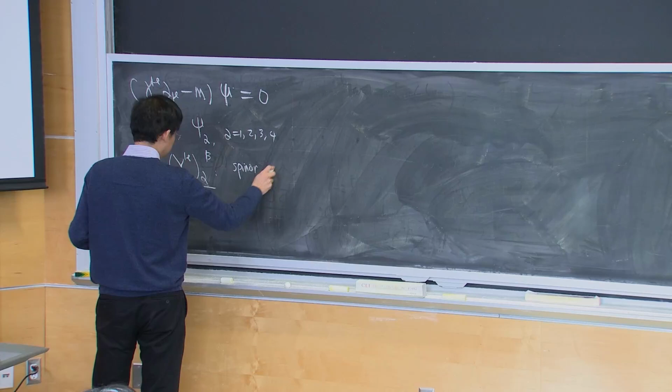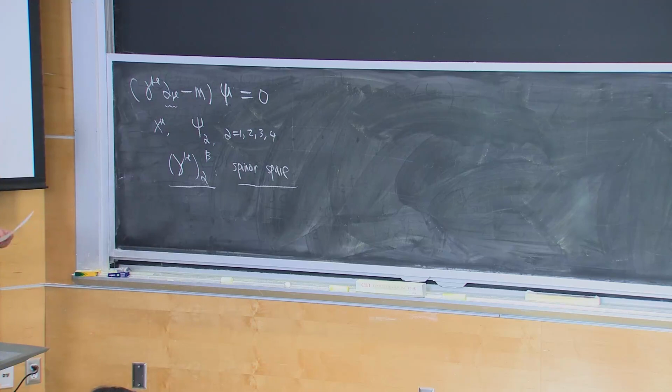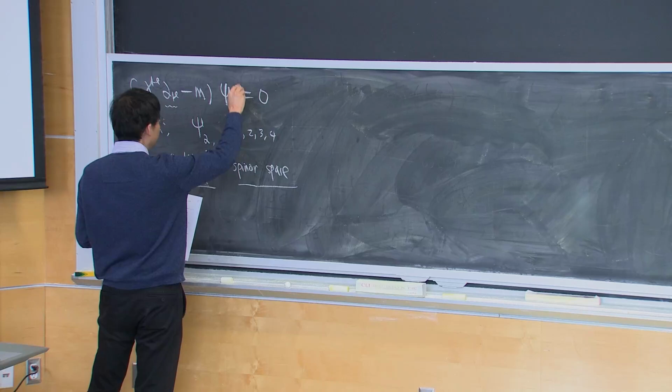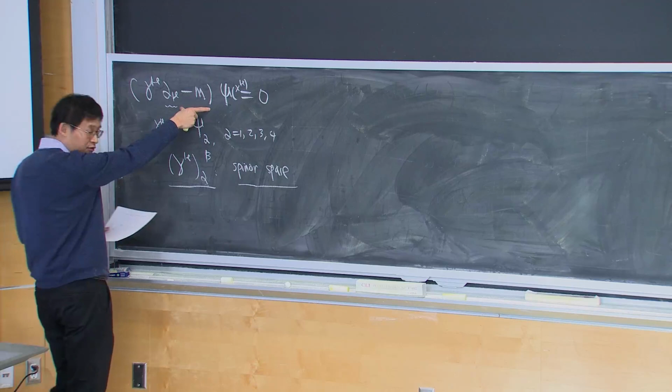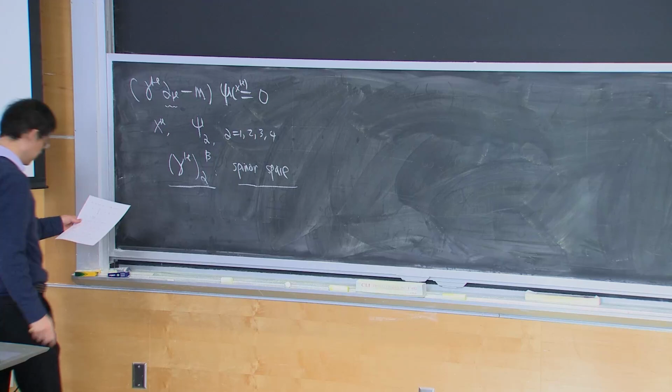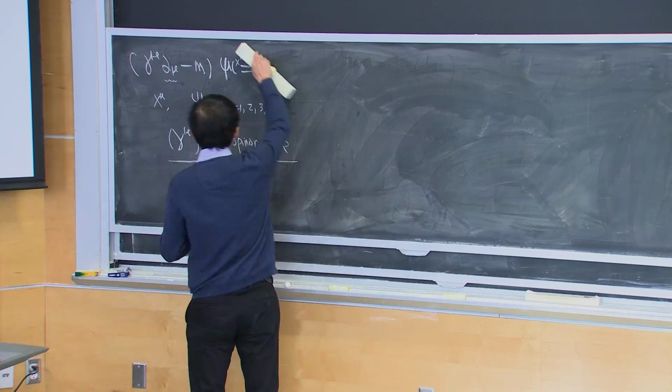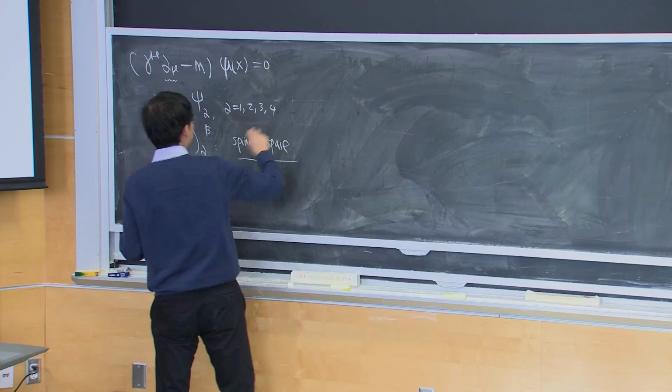This is called spinor space. So you have to be careful. Now we have two spaces intertwined together. One is your ordinary space-time, and psi is a function of the space-time, but it carries its own indices. And so this is a matrix equation. So all together, there are four equations here, one for each component of psi. Let me just write this a little better. Let me call this equation 1, which I will use later.